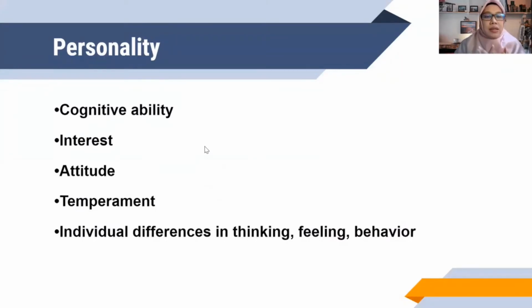Okay. Personality consists of many aspects of human beings. As I provide here in this slide, it is related to cognitive ability, human interest, attitude, temperament, and also individual differences in thinking, feeling, and behavior. If we talk about personality, it's the first area to uncover related to human beings. So it's a very, very big concept. Okay?